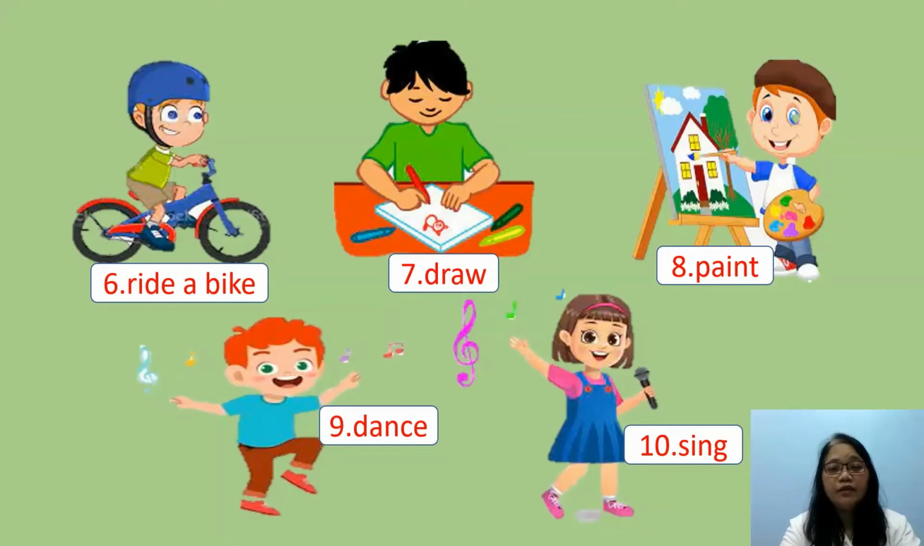For our second set of vocabulary words, because we have 10 vocabulary words for this lesson, number six is ride a bike. Teacher doesn't know how to ride a bike. Ride a bike. R-I-D-E, A, B-I-K-E. Ride a bike. Next one is draw. This boy is drawing a cat. D-R-A-W. Draw.